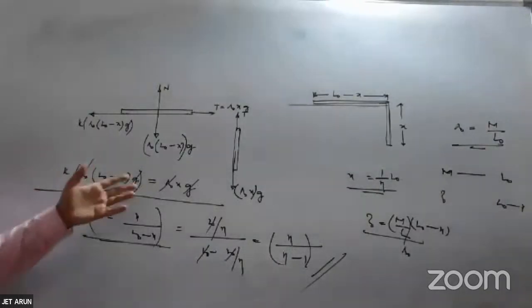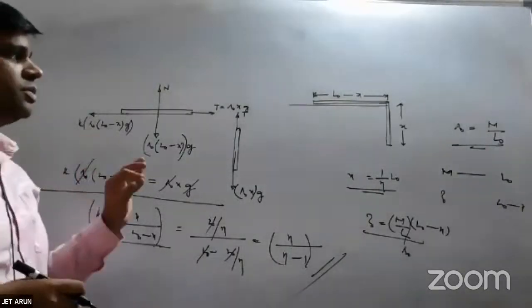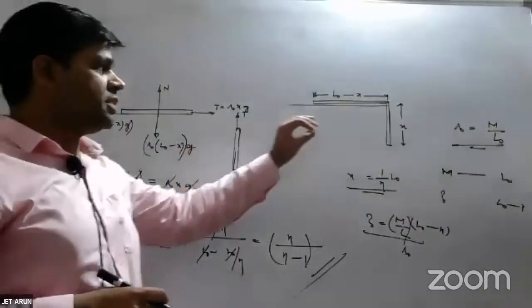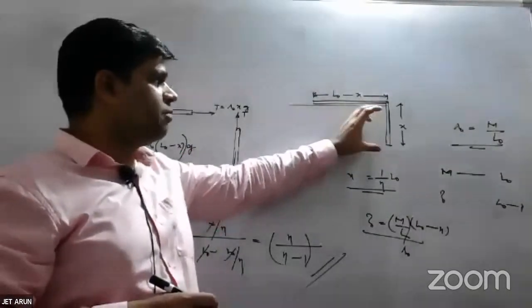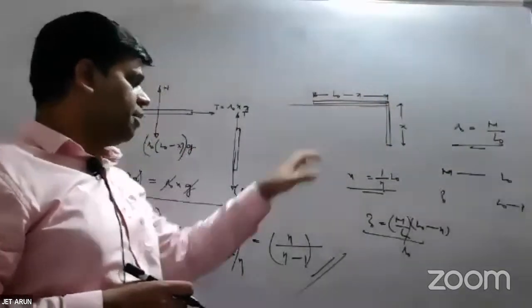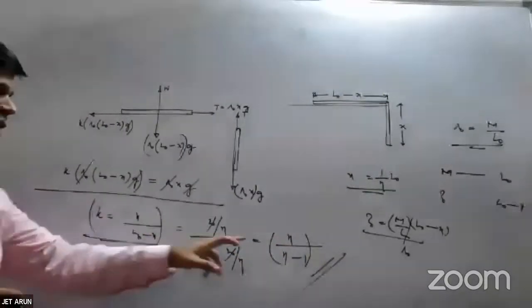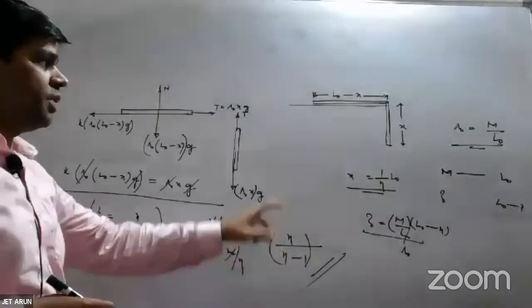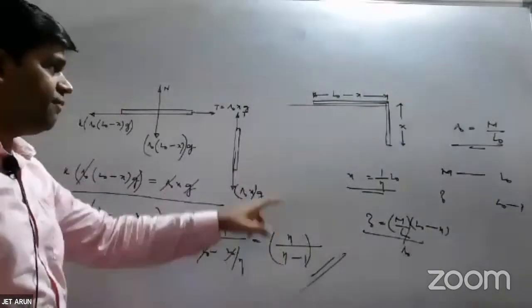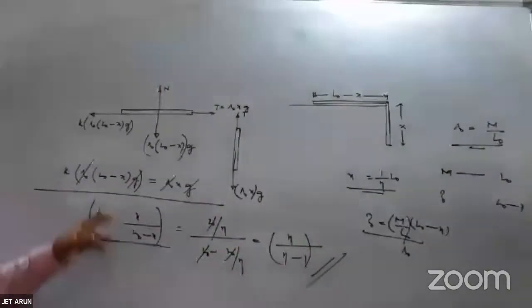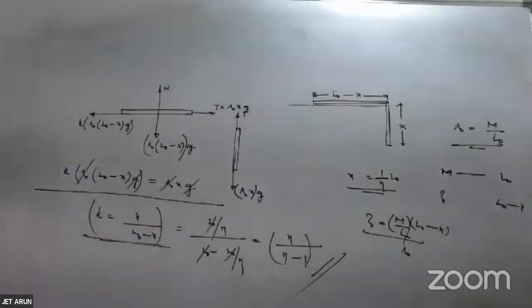So lambda anyway gets cancelled out. That means irrespective of what the mass of the string is, if the hanging portion is 1 by eta of the whole length, my mu is going to be this. Or if I know mu, I can find eta from here. For a given mu, eta is the same, independent of the mass of the string. Look at this, lambda is getting cancelled out, g is also getting cancelled out.